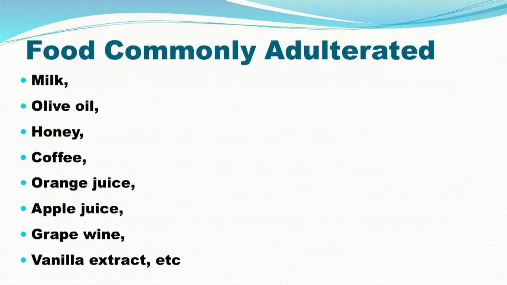Food commonly adulterated. The foods commonly adulterated are milk, olive oil, honey, coffee, all the juice, grape wine, vanilla extracts. Vinegar is a substance that is used to flavor food. But some people will adulterate it. And people that need flavoring will still buy it and use it, not knowing that it is not what they are buying, that they were sold.